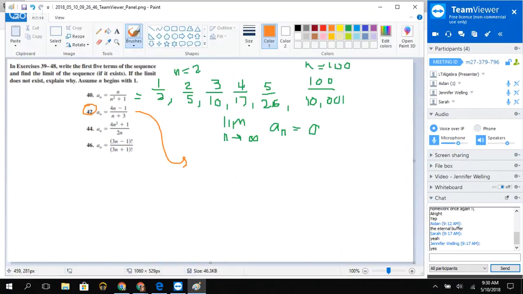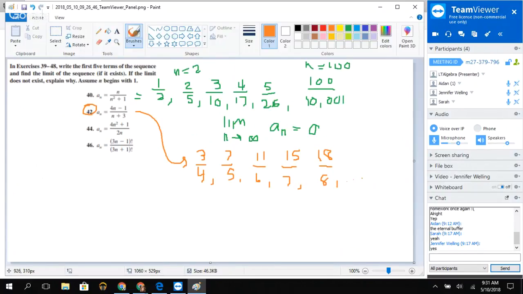If I want to write the first 5 terms in the sequence, I'm basically going to plug it in, right? When n equals 1, my sequence is 3/4. When n equals 2, my value is 7/5, then 11/6, 15/7, 19/8, and so on.